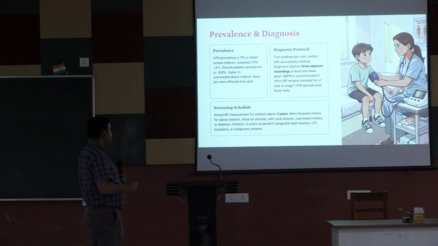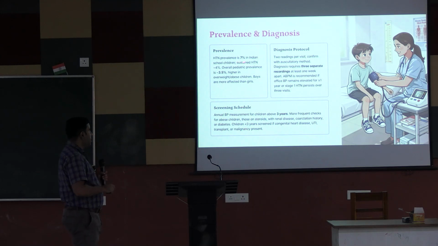So, prevalence and diagnosis. Prevalence of hypertension is 7% in Indian school-going children. Mostly it is temporary, related to something like post-streptococcal glomerulonephritis, but sustained hypertension is only 4%. Okay, and it is higher in overweight and obese children, and boys are more affected than girls.